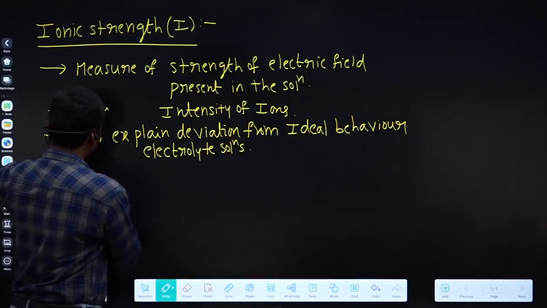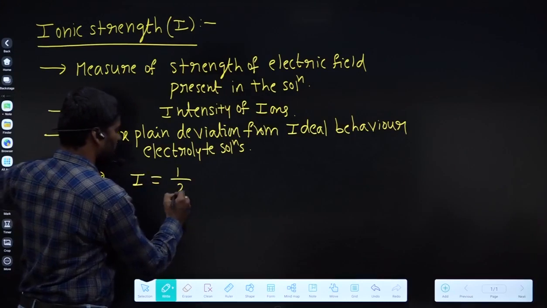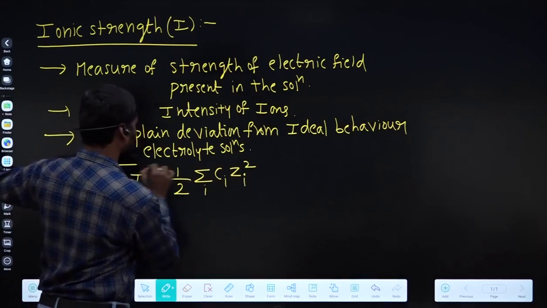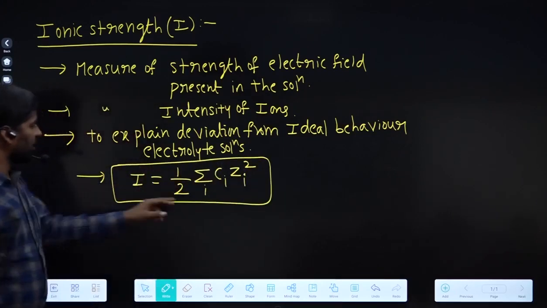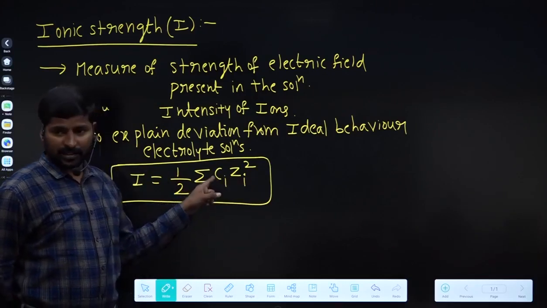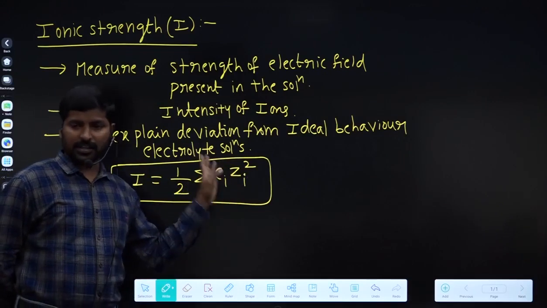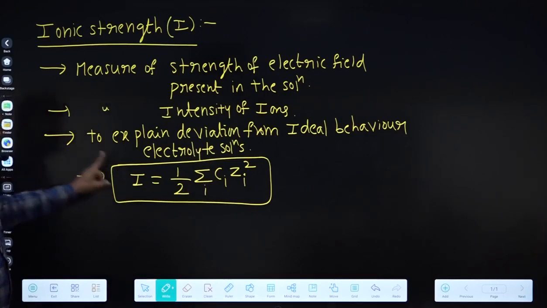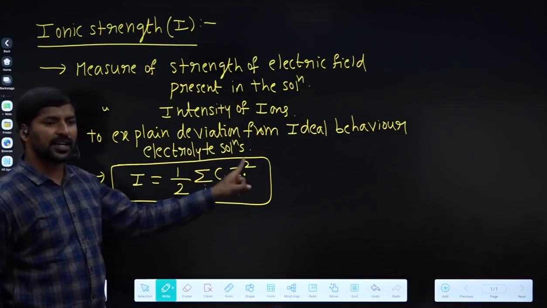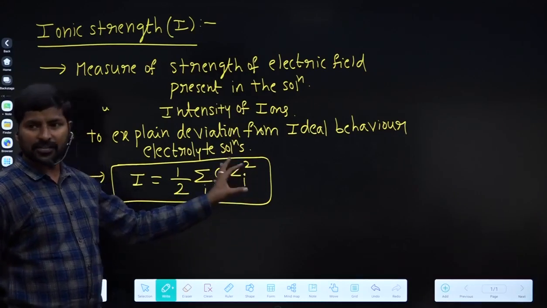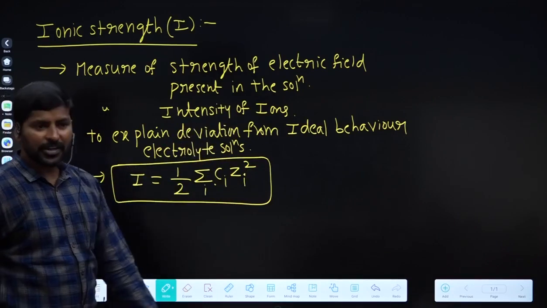Okay, if you see the formula for ionic strength, I is equal to 1 by 2 summation Ci Zi square. Ci is the concentration of the ion, Z is the charge on the ion. So ionic strength includes both concentration as well as charge. That's why we follow it to explain deviation from ideal behavior.